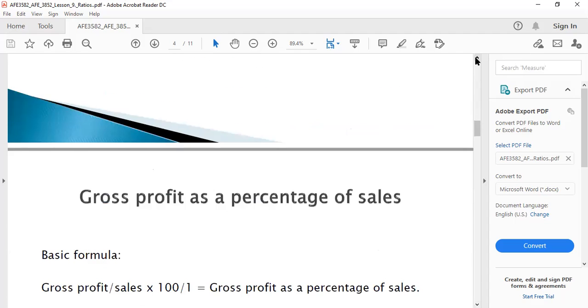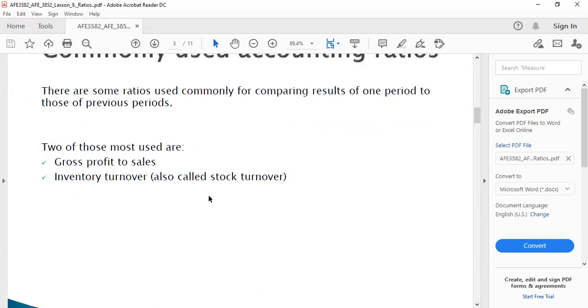Yes. So we have inventory turnover, also called stock turnover.